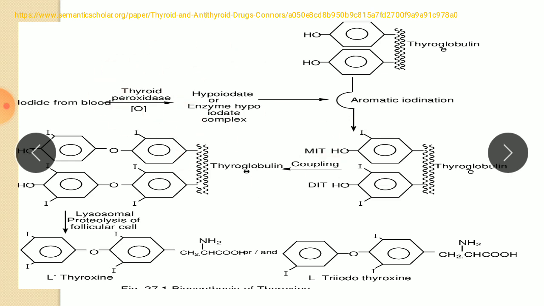Then the fourth step, proteolysis of thyroglobulin to release T3 and T4. After proteolysis, four molecules are obtained: MIT, DIT, T3 and T4. MIT and DIT are recycled back, and T3 and T4 are released into the blood. So this is the whole reaction of how T3 and T4 are formed. So that is about the biosynthesis of T3 and T4.